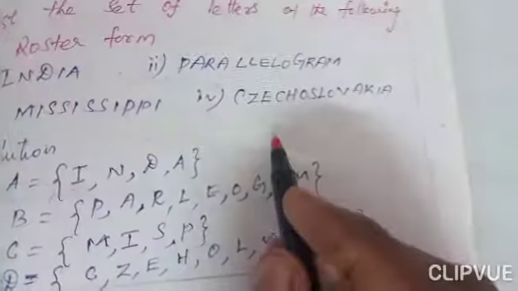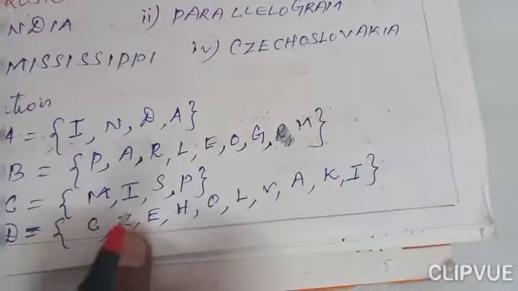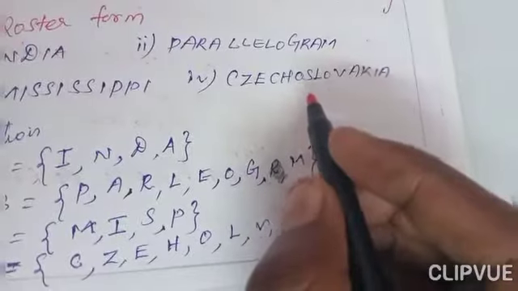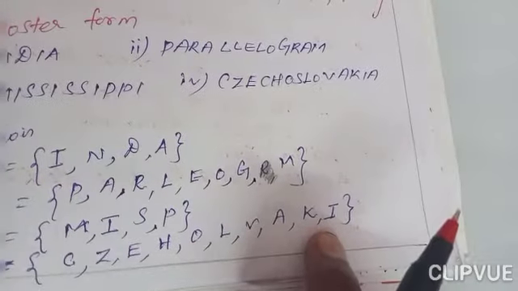Look at the fourth set, capital D. It is a very big word, Czechoslovakia. C, Z, E, H, O, L, V, A, K, I. A letter repeated 2 times, 3 times. We are not writing 2 times, 3 times in the set. Only we are writing 1 time.